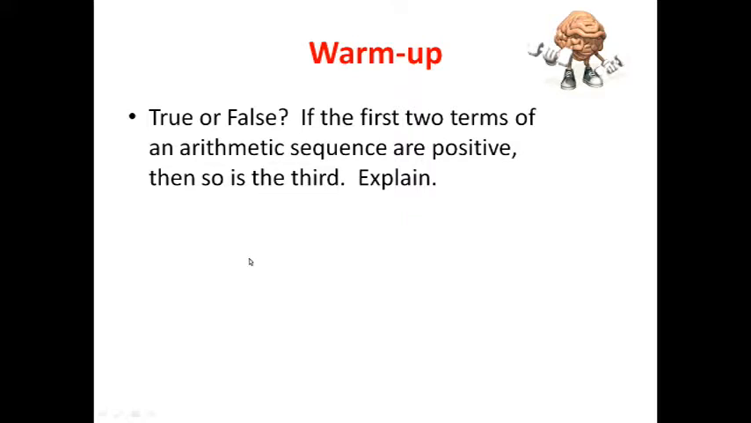What if I have a sequence of, say, 5, 2, -1? So what's happening here? I'm adding -3 each time, so you can see this will continue on. First two terms are positive, but all the rest of the terms will be negative. So basically it really depends on where you're starting and whether your common difference is positive or negative. Okie doke?